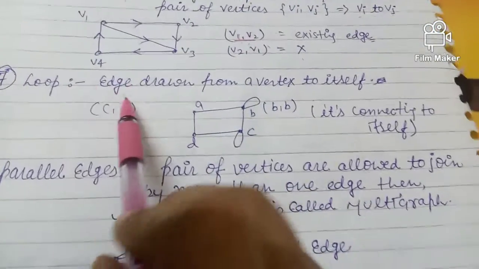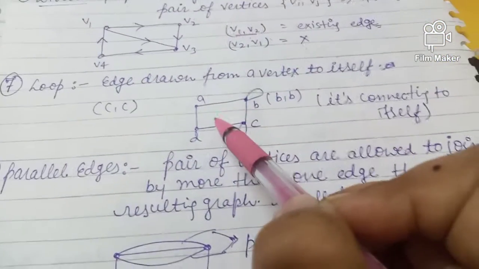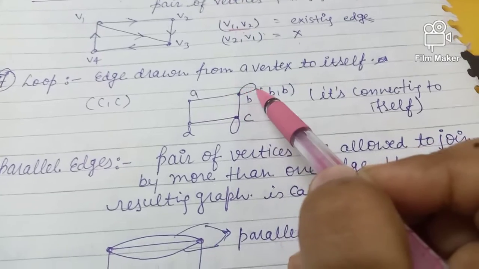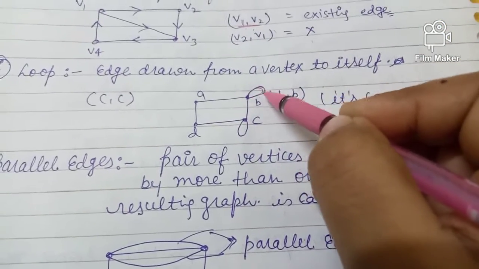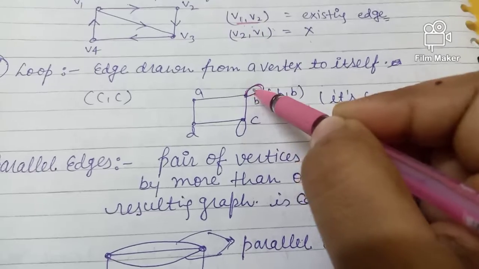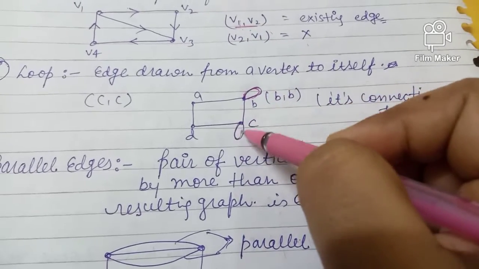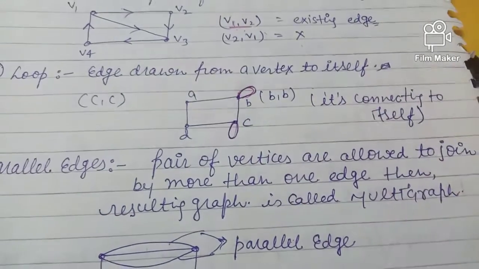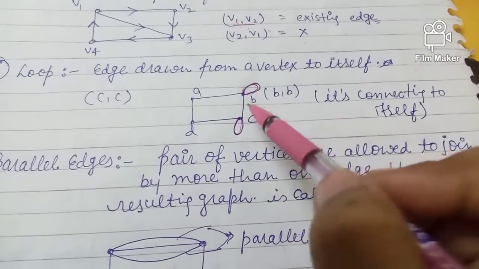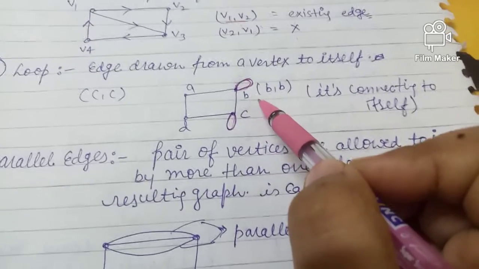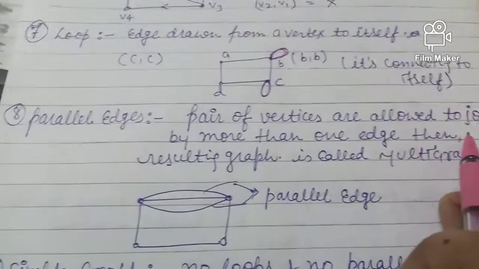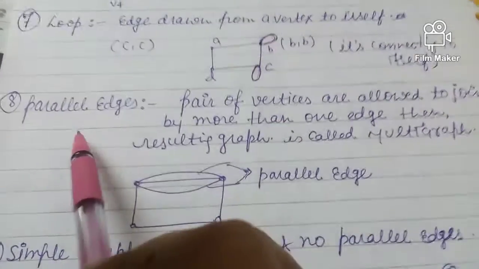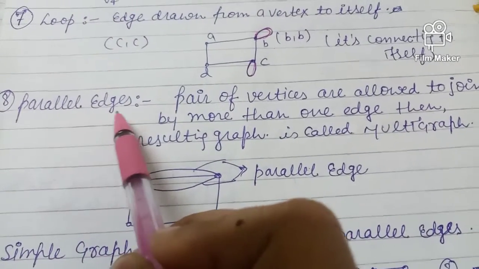Now the loop. What is a loop? An edge drawn from a vertex to itself. Now you can see here the loop. As the name suggests, the loop is connecting a vertex to itself. This is called a loop.